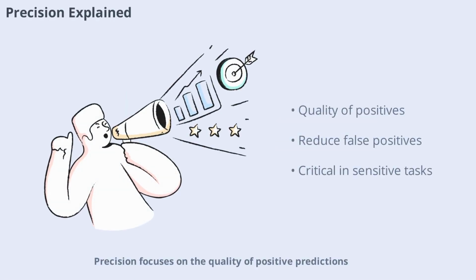Precision focuses on the quality of positive predictions. It tells you what proportion of predicted positives are actually correct. High precision means that when your model predicts a positive outcome, it's usually right. This is especially important in scenarios where false positives are costly, such as medical diagnoses.